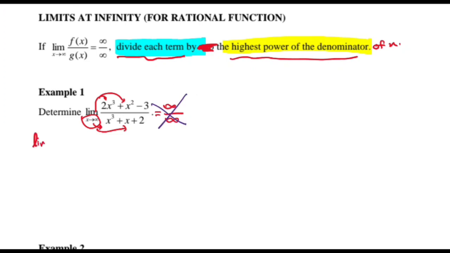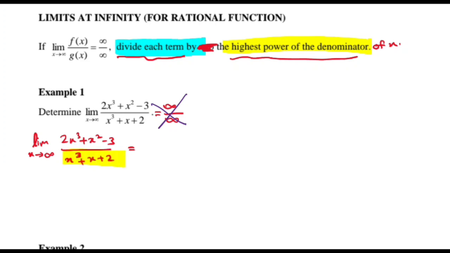So what we should do is start by writing down the question and then determine the highest power of x in the denominator. Look at our denominator, highlighted in yellow. What is the highest power of x in our denominator? The highest power of x is x power 3. So this means we have to divide all of the terms at the numerator and also at the denominator by x power 3. How? Let me show you.